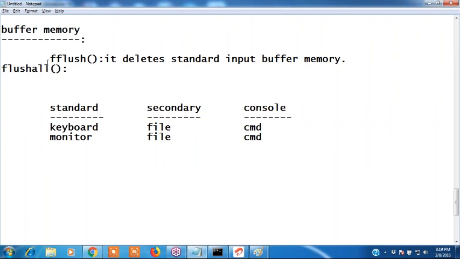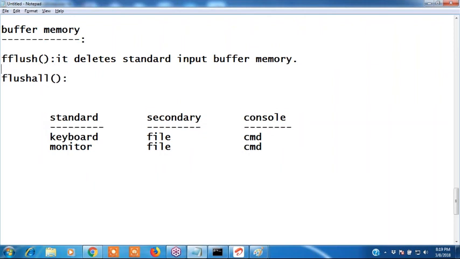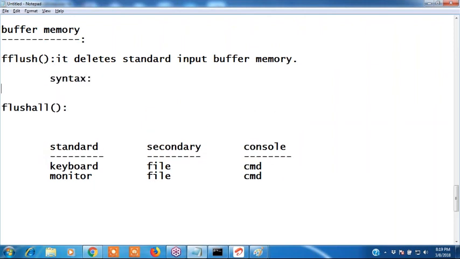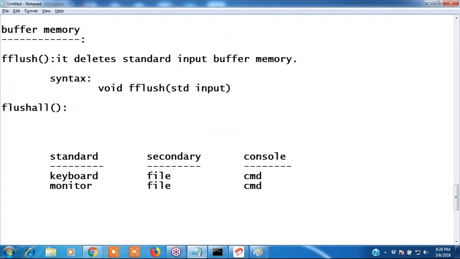What is fflush? It deletes the standard input buffer memory. The syntax is void fflush(stdin). Here we need to write standard input, which is a constant. fflush only deletes the standard input buffer memory.